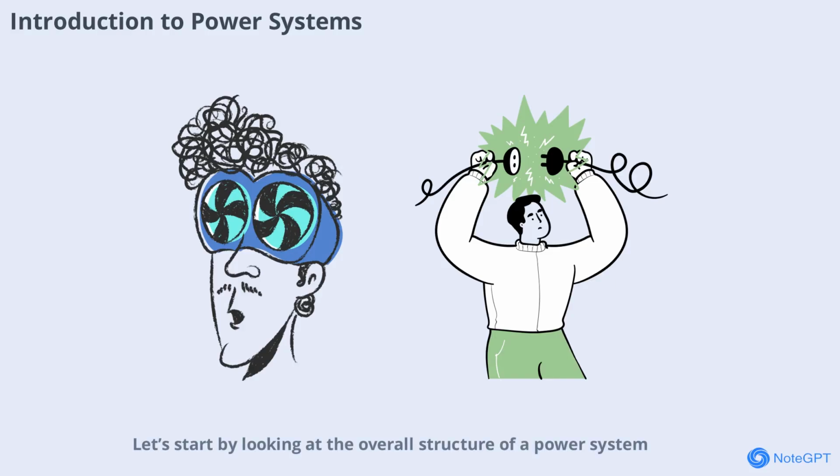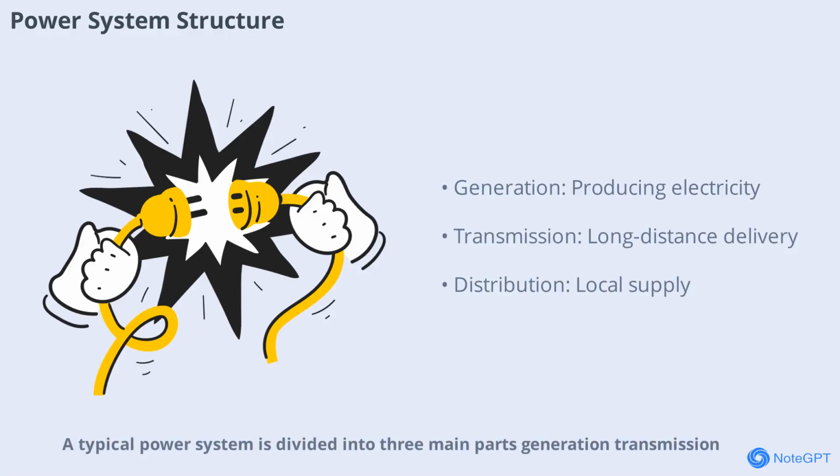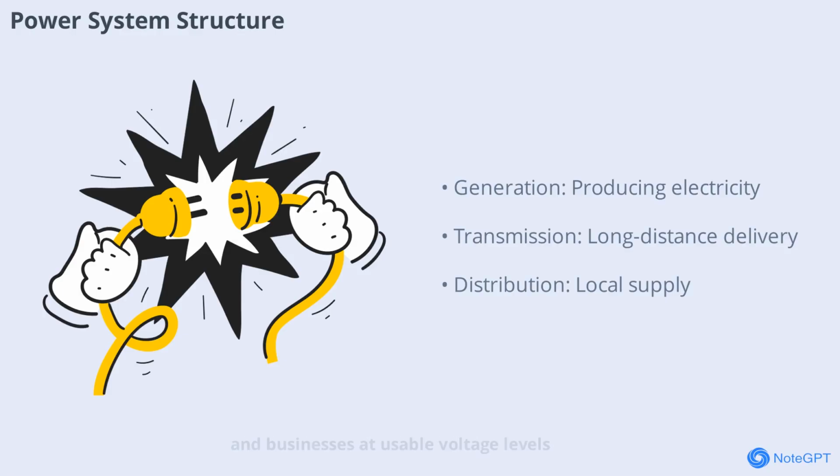Let's start by looking at the overall structure of a power system. A typical power system is divided into three main parts: generation, transmission, and distribution. Generation is where electricity is produced, usually at power stations. Transmission involves moving this electricity over long distances using high-voltage lines. Finally, distribution brings electricity to homes and businesses at usable voltage levels. Each part plays a crucial role in ensuring that electricity is available whenever and wherever it's needed. This structure helps maintain efficiency, reliability, and safety throughout the entire process.